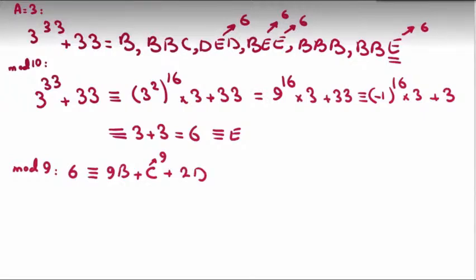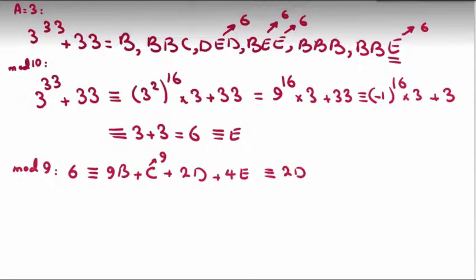How many E's are there? 1, 2, 3, 4. 4 E's. So we've considered E, we've considered B, we've considered C and B. Okay, if we consider mod 9, 9B and C will be cancelled.